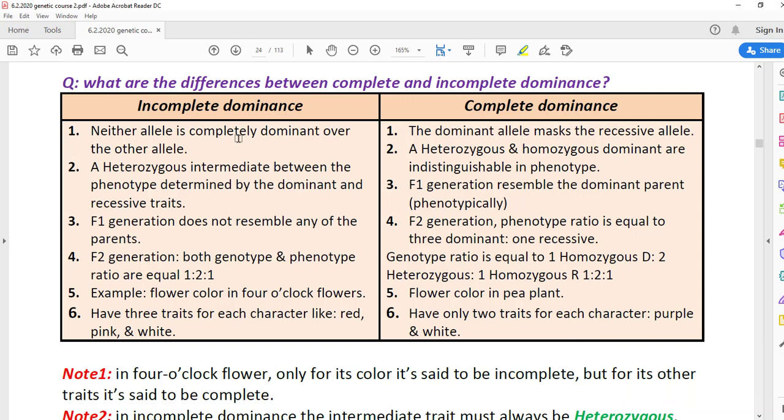What are the differences between complete and incomplete dominant? In incomplete dominant, neither allele is completely dominant over the other allele. Please write down here: R capital, R small. Here write R capital W. Neither allele, R capital or W, is dominant over each other.